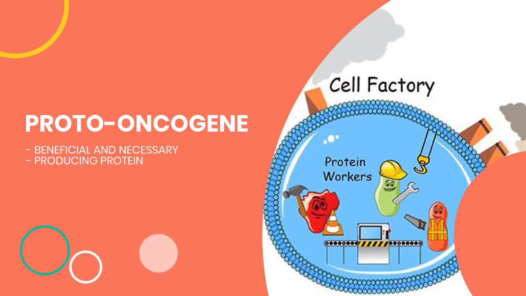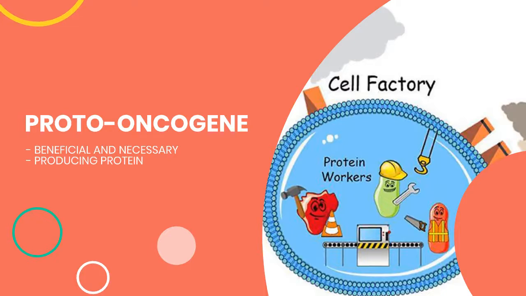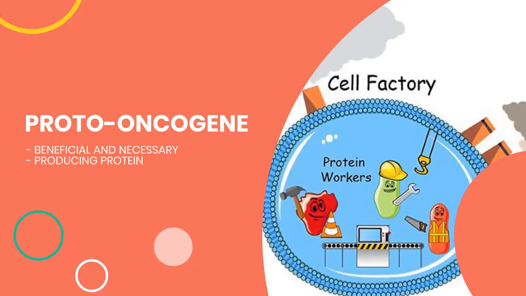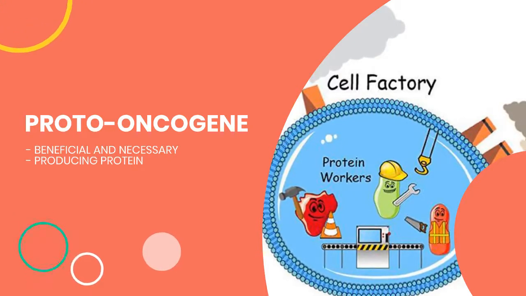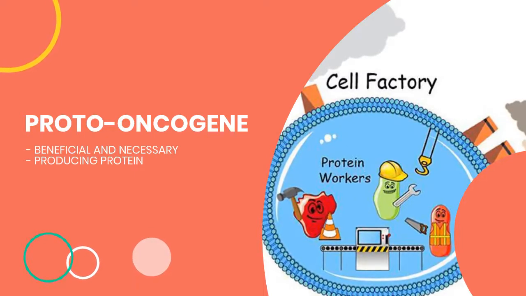Let's think of proto-oncogene as the hero in this story. The proto-oncogene is responsible for creating the proteins that are in charge of controlling cell division and growth in healthy cells. In summary, proto-oncogenes are healthy genes that help cells grow, thus making them the hero of the story.